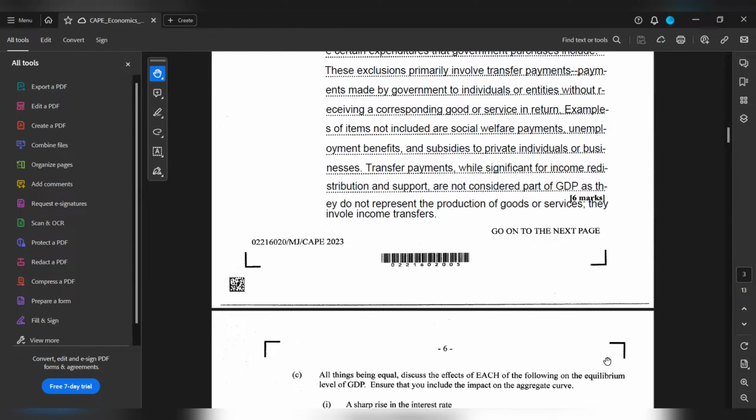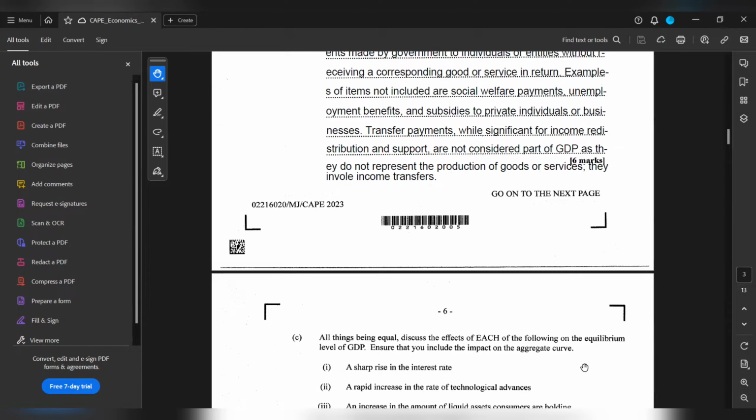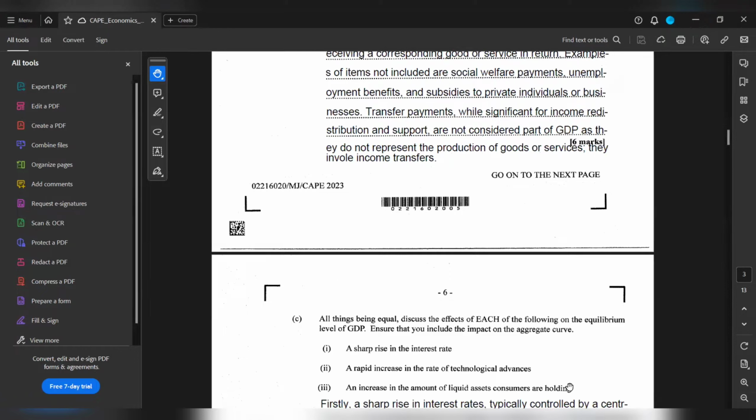C. All things being equal, discuss the effects of each of the following on the equilibrium level of GDP. Ensure that you include the impact on the aggregate curve: a sharp rise in the interest rates, a rapid increase in the rate of technological advancements, an increase in the amount of liquid assets consumers are holding.